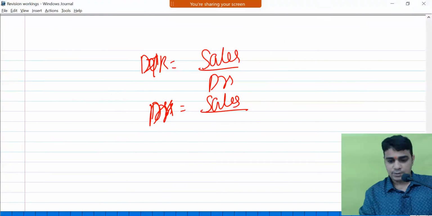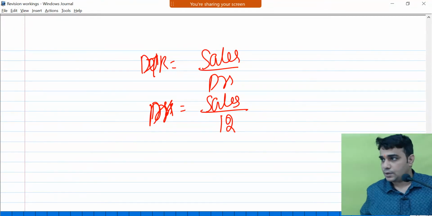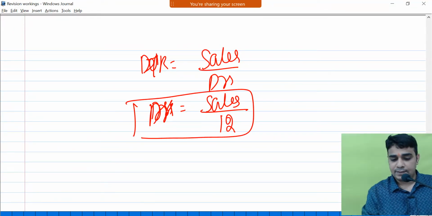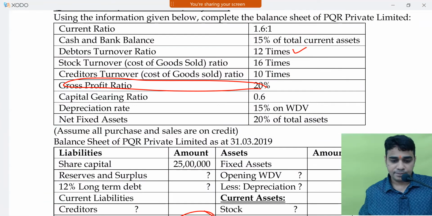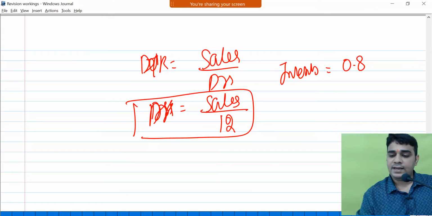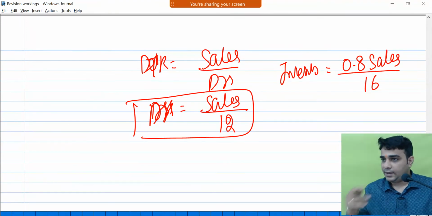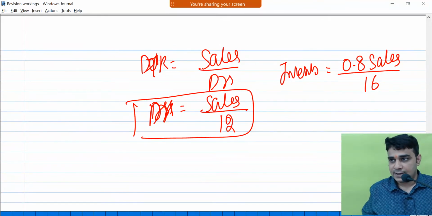Debtors is equal to sales by 12. Inventory is equal to COGS by 16. So inventory is equal to 0.8 sales by 16. Inventory is 0.8 sales. Why 0.8? Because COGS is 80% of sales, since the GP margin is given in the question.